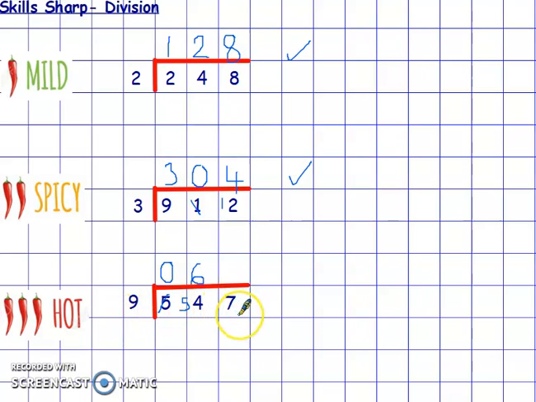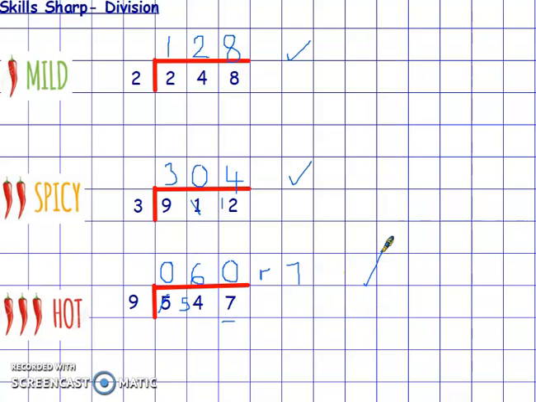How many 9's go into 7? We can't do that because 7's smaller than 9. So the answer is 0. So this 7 is our remainder because we didn't use it. So 547 divided by 9 equals 60 remainder 7.